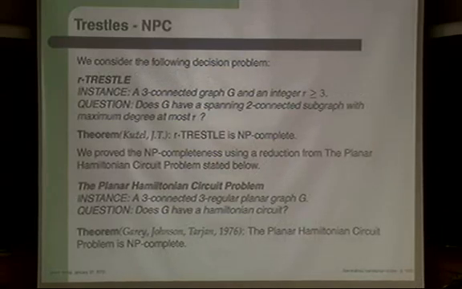So first, what we did with Roman Kužel, because the R-trestles haven't been studied so much, so there is lots of work to do. First we asked, is it NP-complete to decide whether a graph has an R-trestle? And the answer is yes. But how do we prove it?